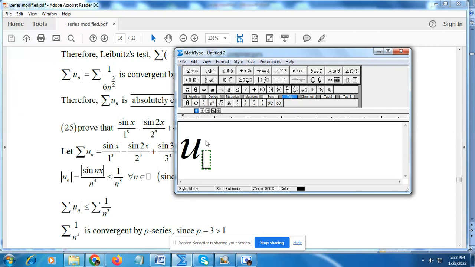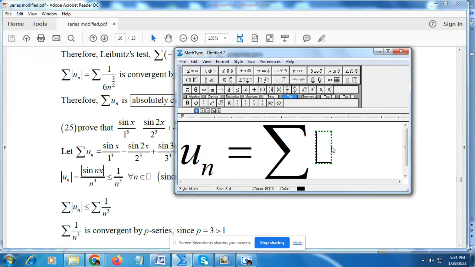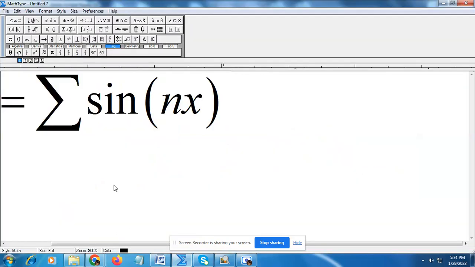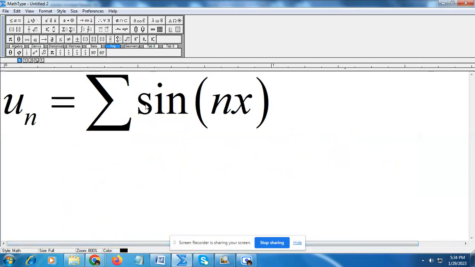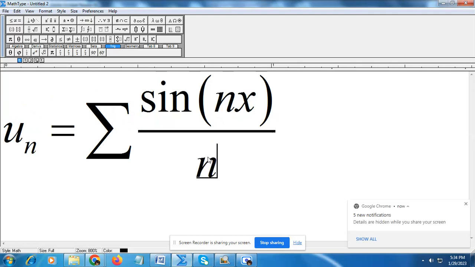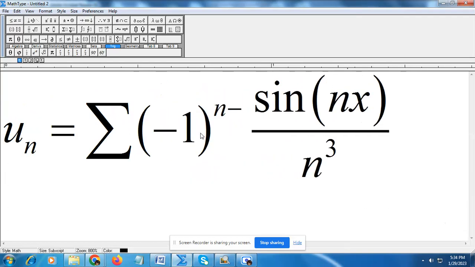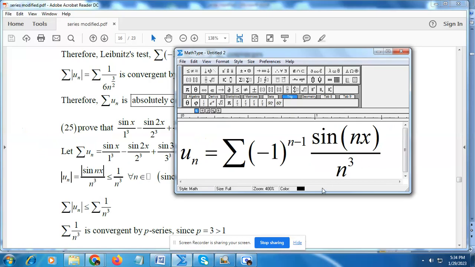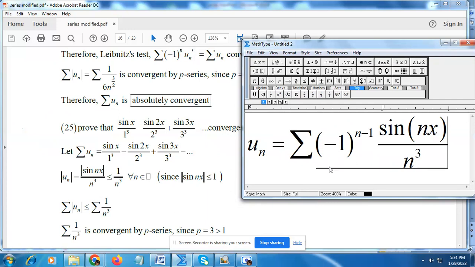You take un as sigma sin nx by n cube, that is, un is minus 1 whole power n minus 1 sin nx by n cube. Now consider modulus un.